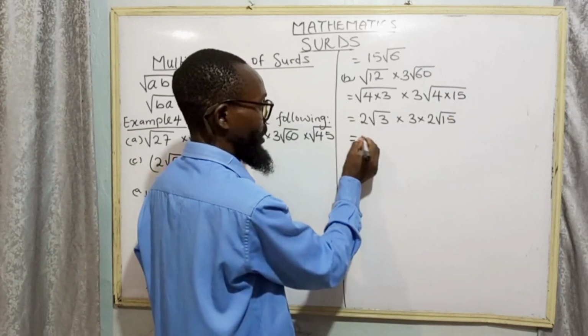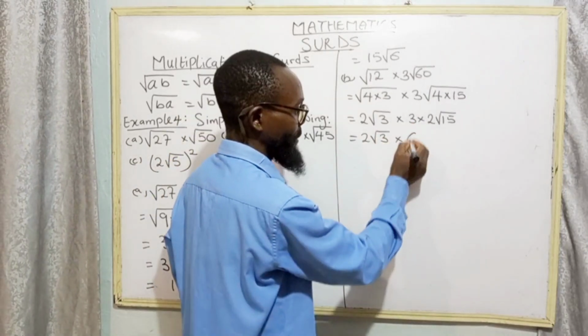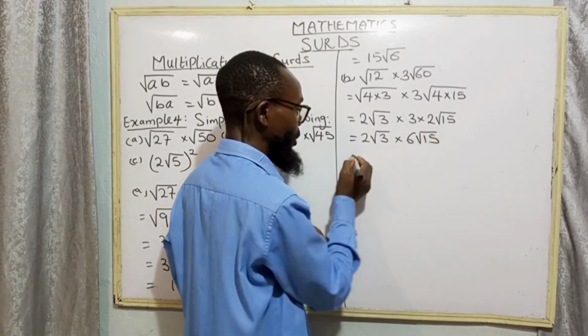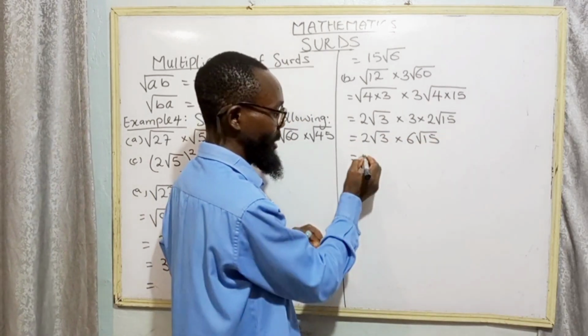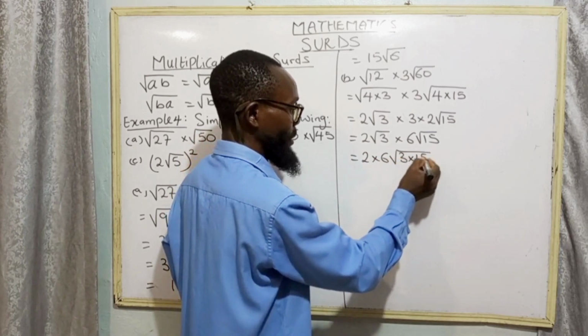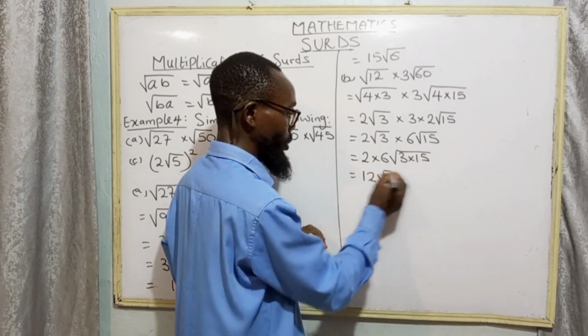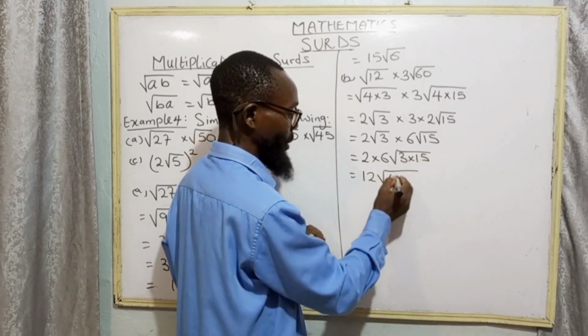So we now have 2 root 3 multiplied by 3 multiplied by 2, we have 6 root 15. Then the whole numbers will be multiplied together, 2 multiplied by 6, and the square roots, square root of 3 multiplied by 15. So we have 2 times 6, that is 12, square root of 3 times 15, we have 45.